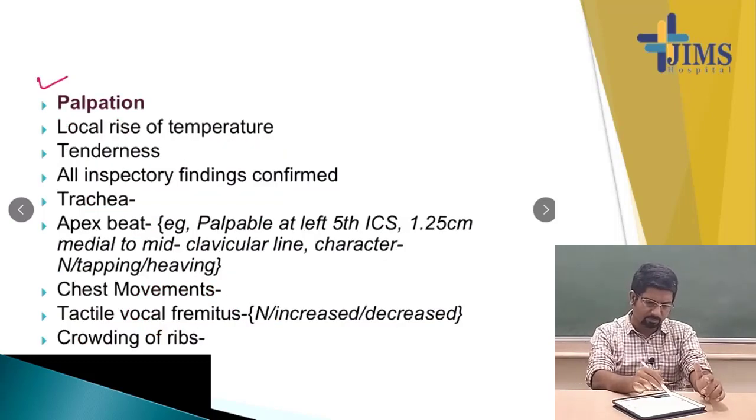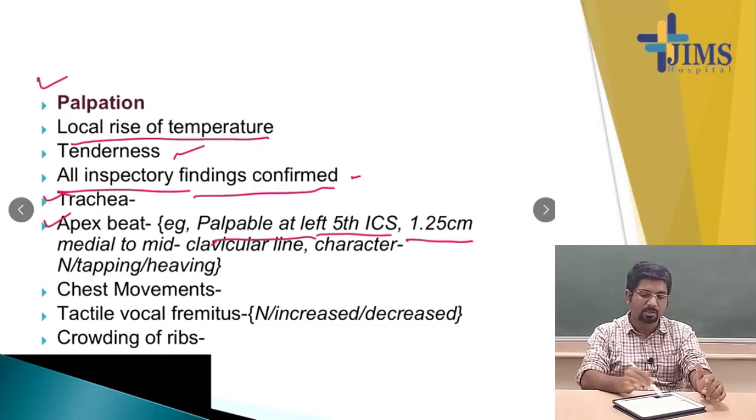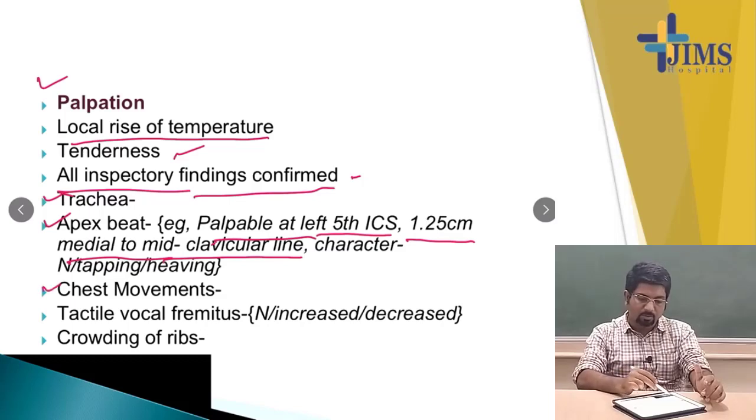Now come to the palpation. In palpation, just like inspection, we see any local rise of temperature, any tenderness, and we have to corroborate the inspectory findings here. Now we see the trachea, whether the tracheal shift is present or not, and the apex beat, which is normally palpable at the left fifth intercostal space, half an inch inside the mid-clavicular line. There is also the chest movement, then tactile or vocal fremitus, which may be normal, increased or decreased depending on the lung pathology, and the crowding of the ribs.